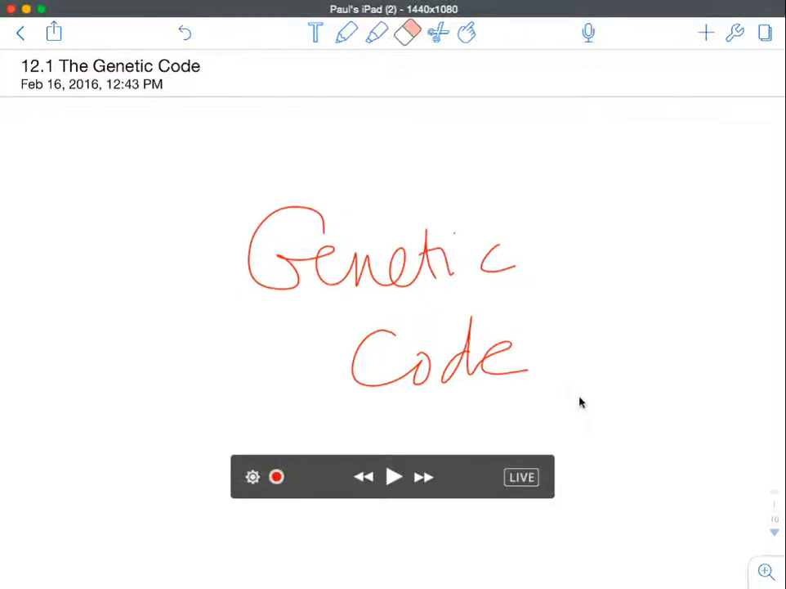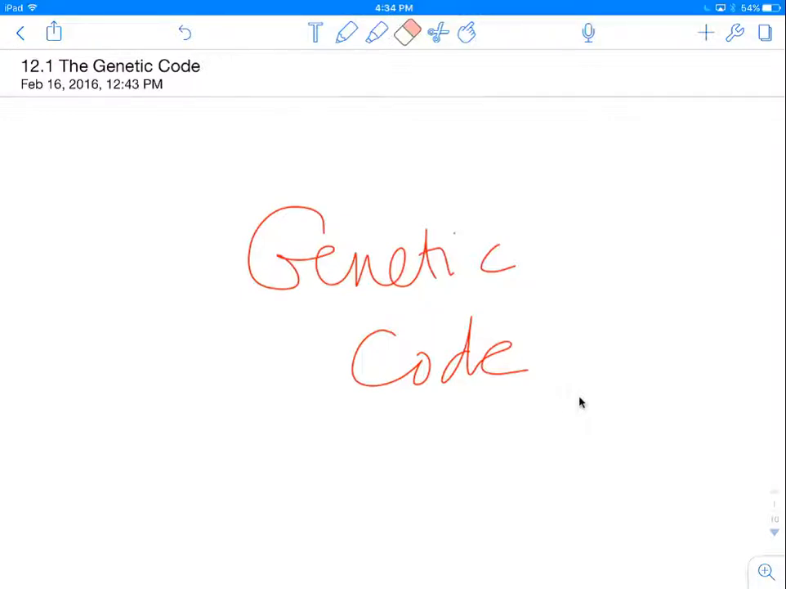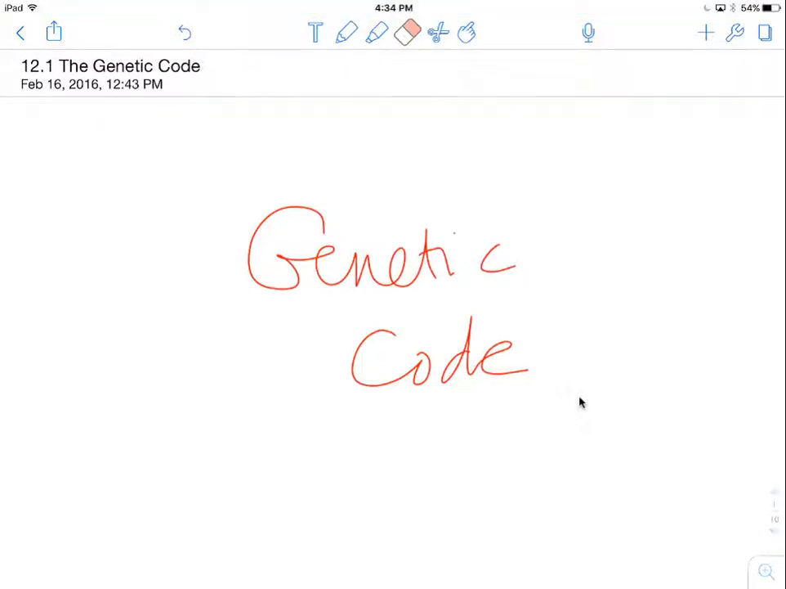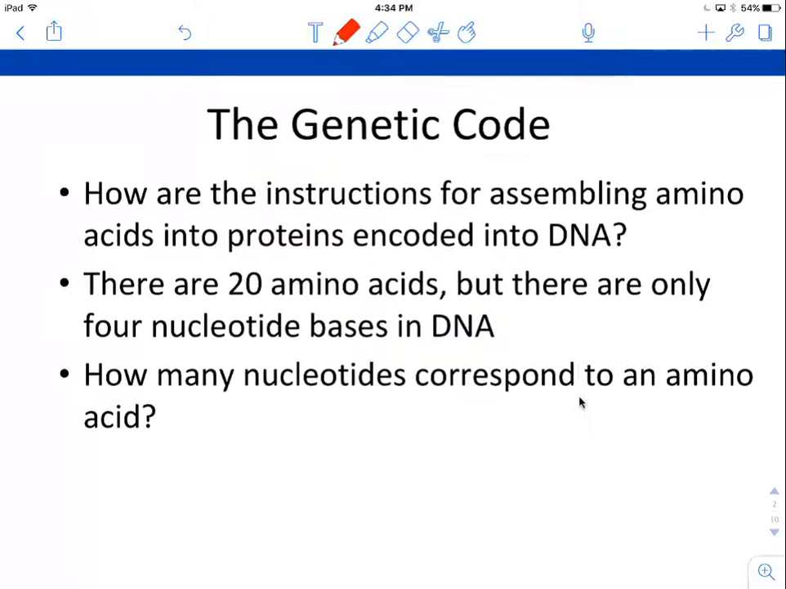Okay, here we go with the genetic code. This is how we figure out what DNA is trying to say to us. Okay, so how are the instructions for assembling amino acids into proteins encoded into the DNA?